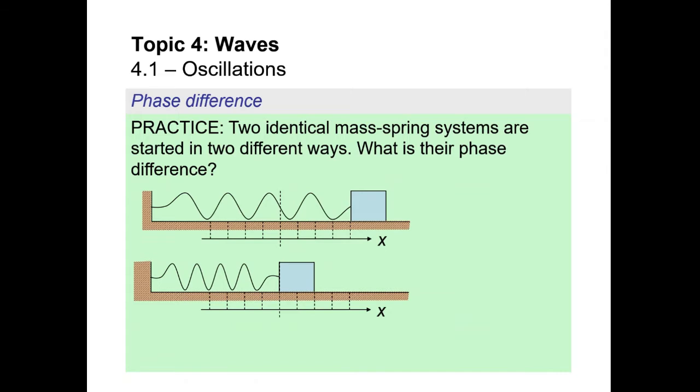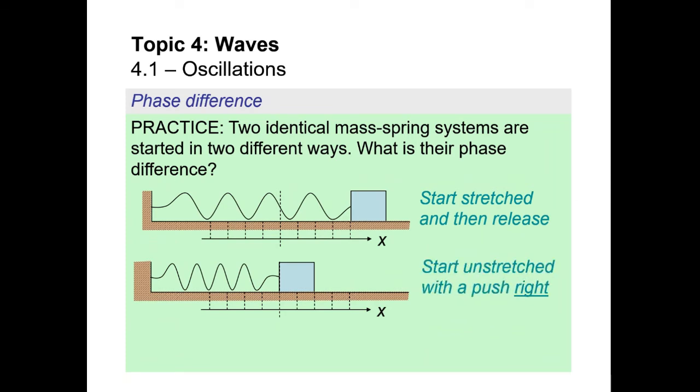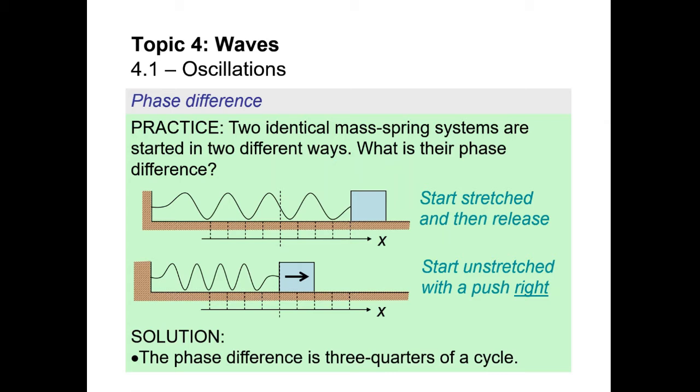Two identical mass spring systems are started two different ways, a slightly different way. What is their phase difference? Start stretched and then released. Start and stretch it with a push to the right. Then take a look at the phase difference. The phase difference is 3/4 of the cycle. 1/4, 2/4, 3/4. So the phase difference is 270 degrees. So the phase difference can be 90 degrees, 180 degrees, and 270 degrees, or a phase difference of 3/4 of the cycle, which is 270 degrees.